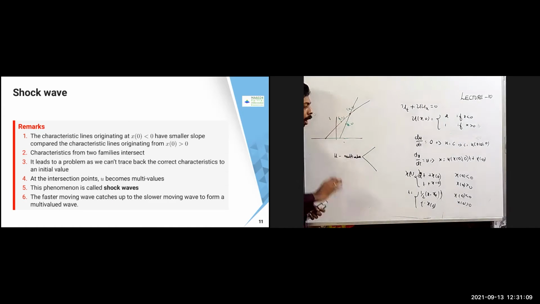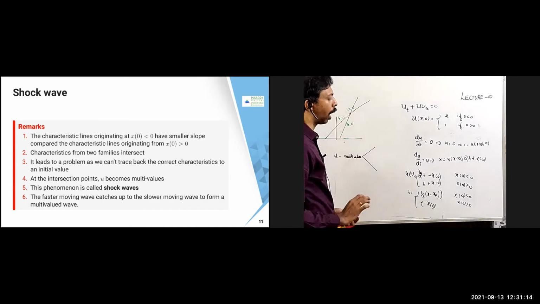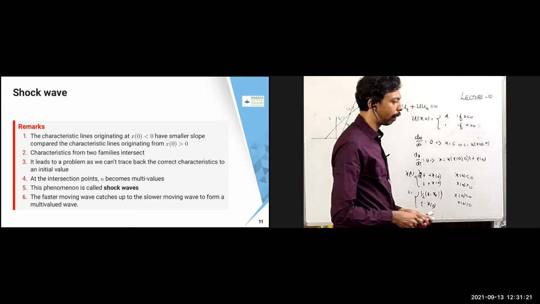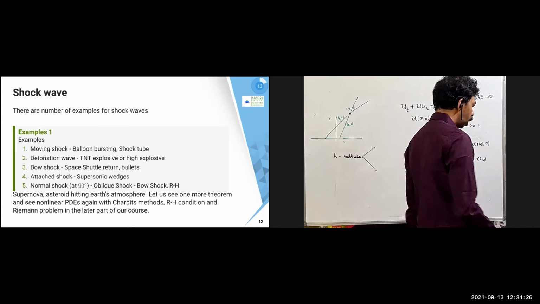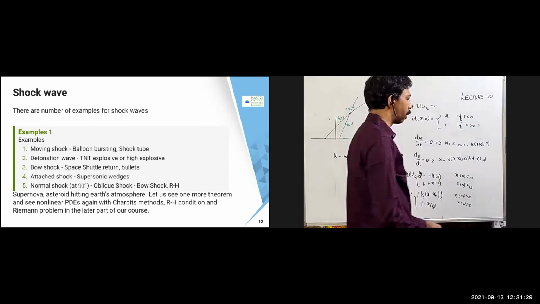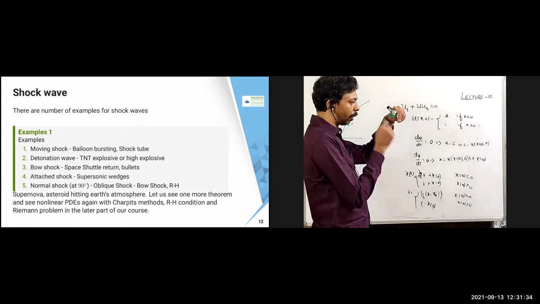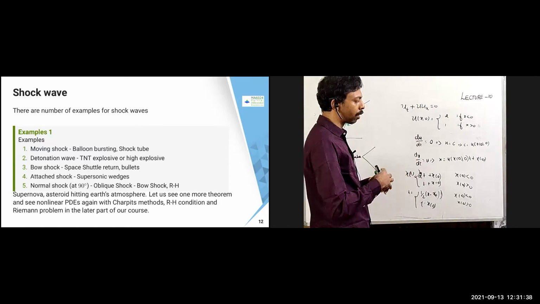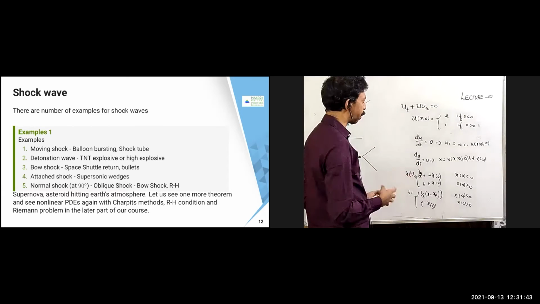This phenomenon is called shocks, because you don't know what is going to be there. In this case, you are going to have a multi-value function. So this happens when the faster moving wave catches the slower moving wave and forms a multi-value. These are some of the examples of shocks. For example, when you burst a balloon with some pin, immediately it will pop and make a big noise. That is kind of a shock problem.